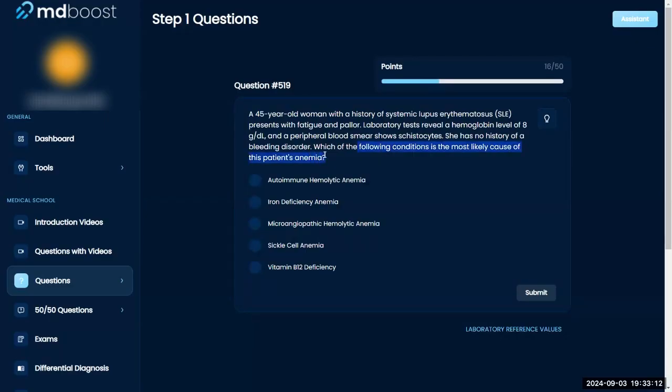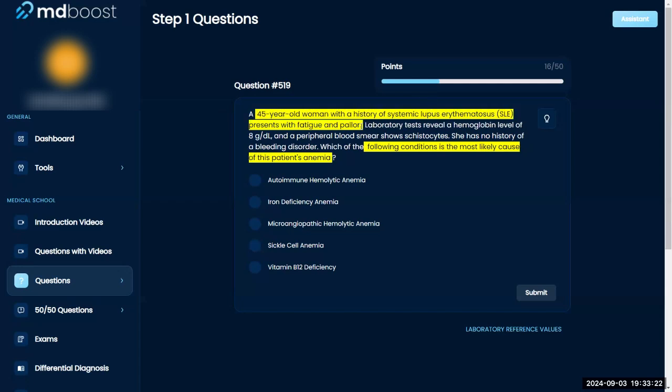Which of the following conditions is most likely the cause of this patient's anemia? A 45-year-old woman, history of systemic lupus erythematosus, presents with fatigue and pallor. Lab tests reveal a hemoglobin level of 8, and the peripheral blood smear shows schistocytes. She has no history of bleeding disorder.